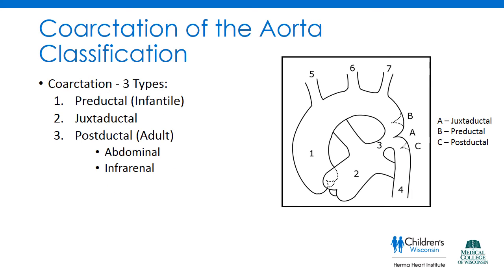We classify coarctation in pediatric cardiology based on where that narrowing is. So once again, this is the main pulmonary artery with the branches, the aorta, the brachiocephalic vessels, and then here the narrowing can be right where the ductus inserts, number 3. So it's what we call juxtaductal, or basically right at the level where that ductus inserts. Preductal, which is depicted here by B, and postductal.